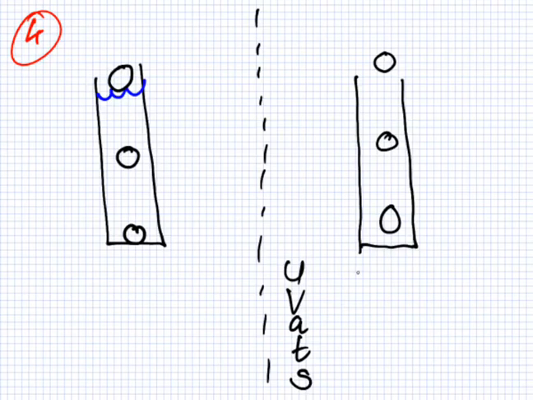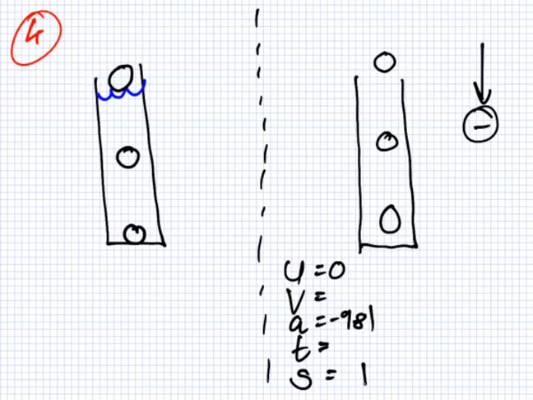UVATS. I'm going to say down is negative, okay? U is 0, V we don't know, A is minus 9.81, T we don't know, S is 1. I said this is 1 meter. I'll give you the mass too, which is good. What did I say the mass is? 0.01.